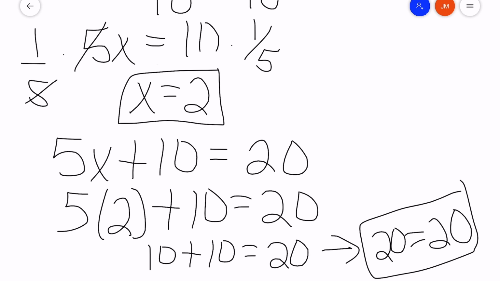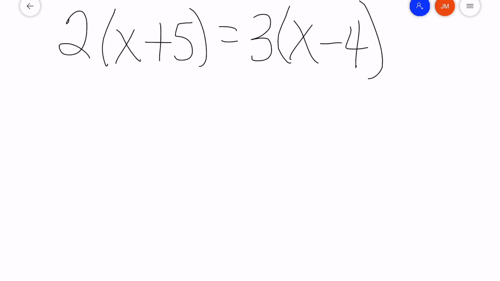So that shows us that x does indeed equal 2. So you can always check your answer by plugging the variable back into the original equation and making sure that the equation is in fact true. Okay, moving on to our second example.